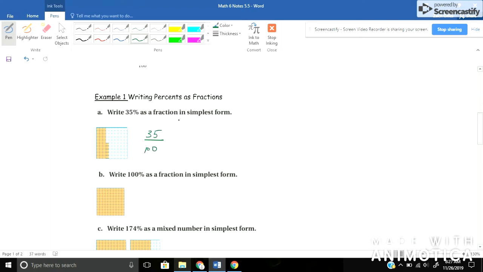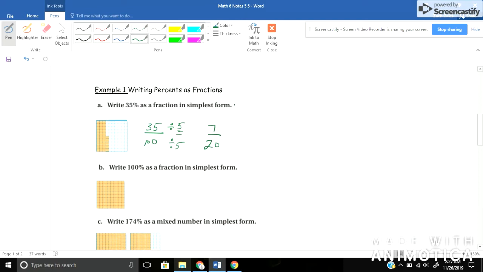And then putting it in simplest form, well, 35 and 100 both end in a 5 or 0. I can divide both by 5. 35 divided by 5 will give me 7. And 100 divided by 5 would give me 20. So 7/20ths would be that fraction in simplest form.